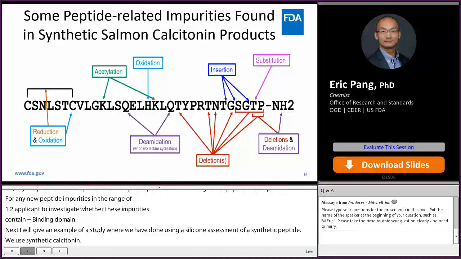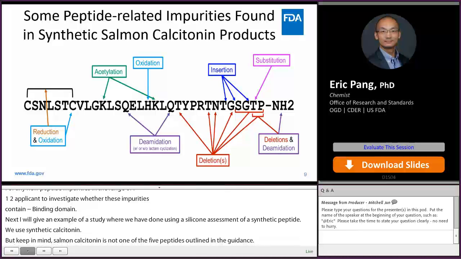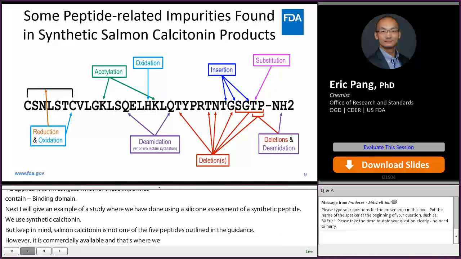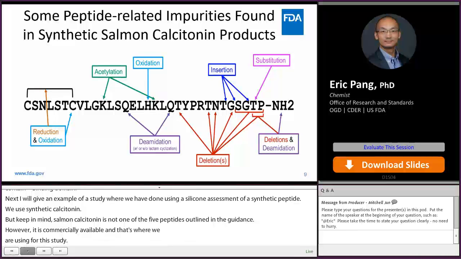Here we have analyzed marketed synthetic salmon calcitonin generics and found multiple impurities across various products. Some of these are related to API stability and degradation, such as oxidation and deamidation. We also found some impurities that are related to peptide synthesis, such as insertions and substitutions.